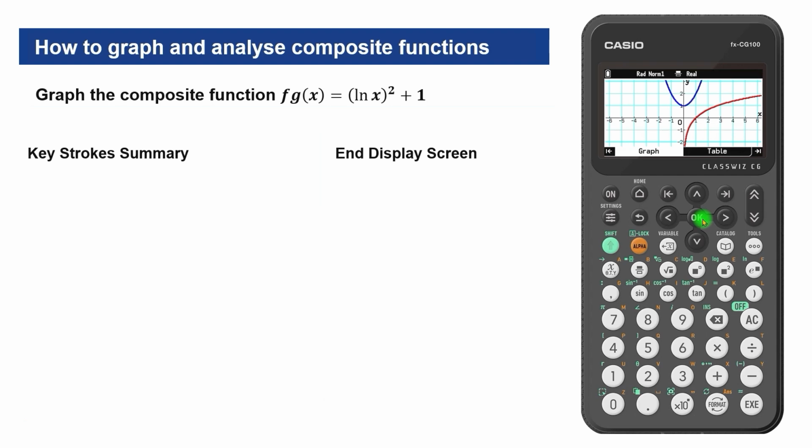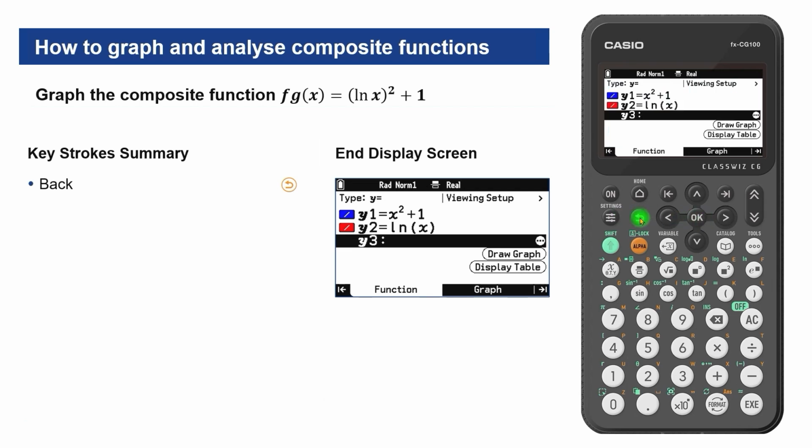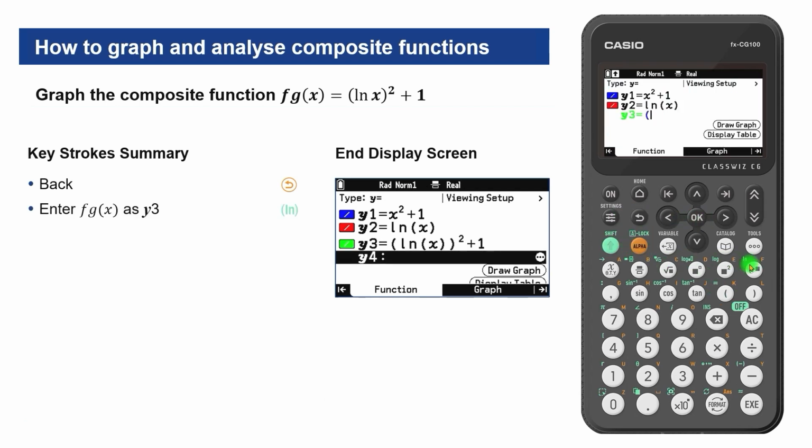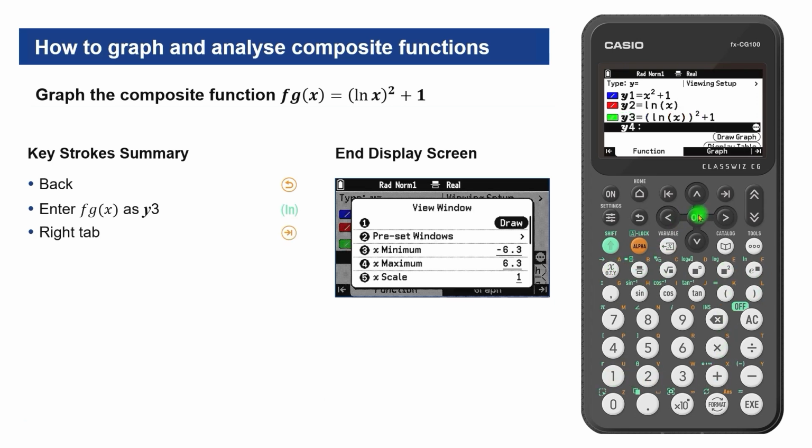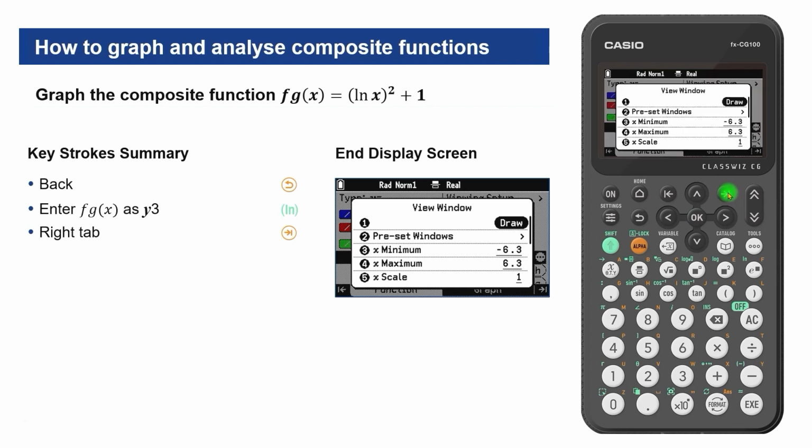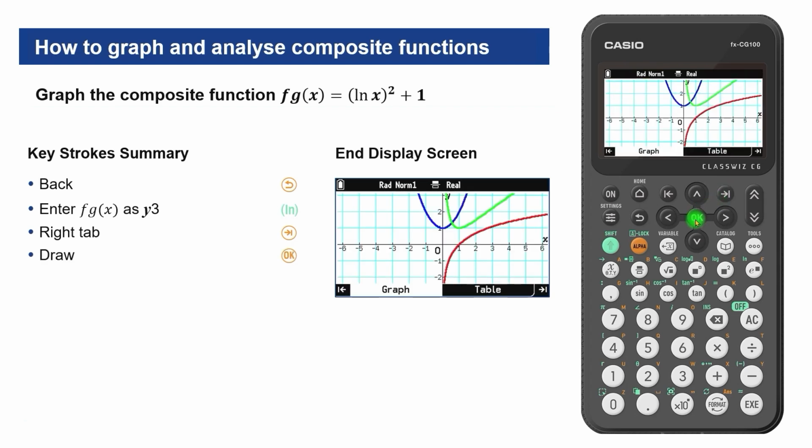The composite function f of g of x can now be entered directly. Press back to return to the Function tab. Then enter the composite function, again using the secondary natural log function. Right tab as before, and draw. The composite is drawn with clear limitations on its domain and range.